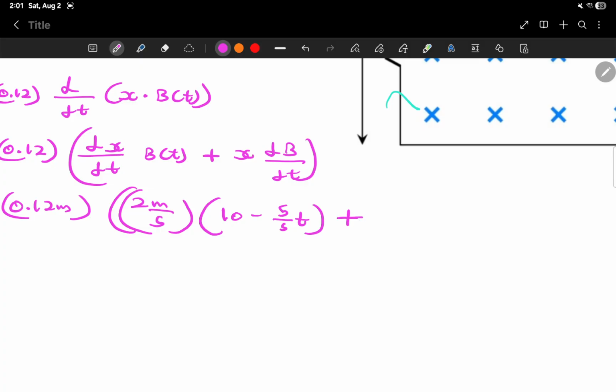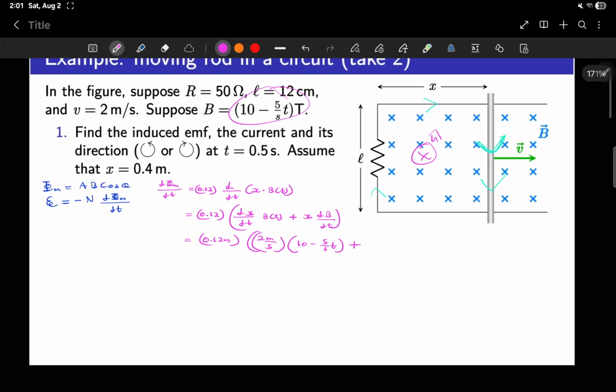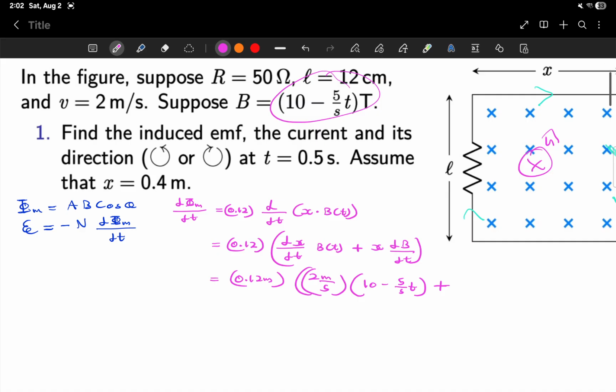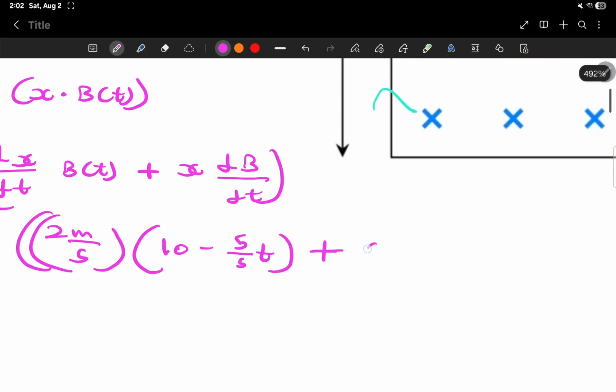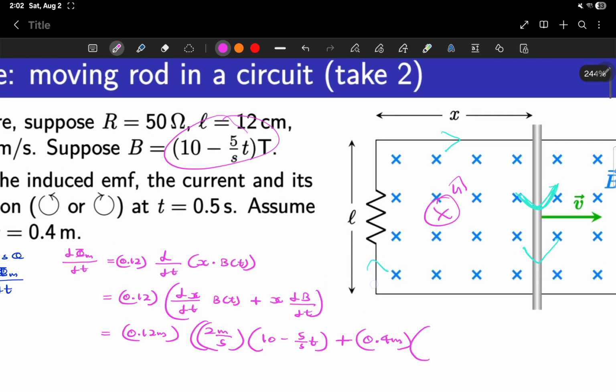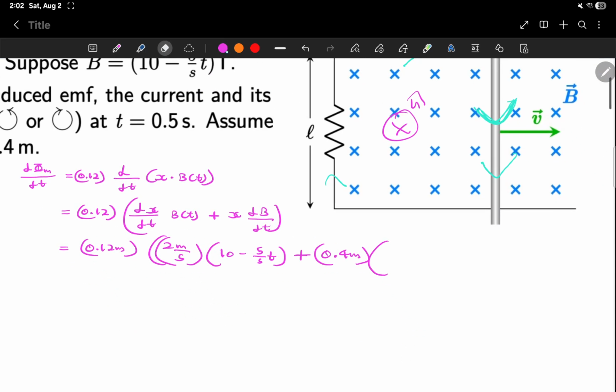Plus, now we're looking for the position. So we have to assume that x is 0.4 meters, so that's fine. And then we actually have to take the derivative of this guy. And when we do that, we get 0 minus 5 times 1, which is just minus 5.